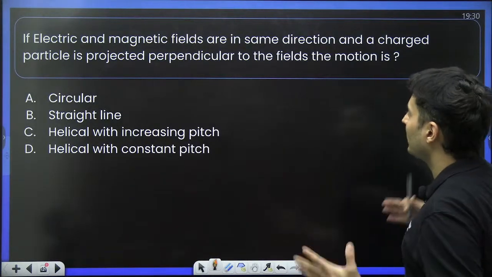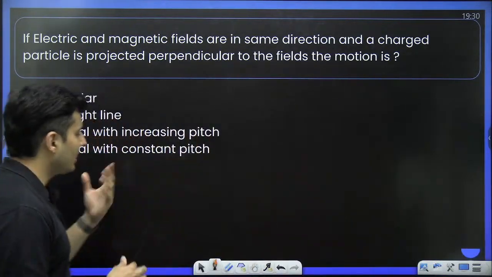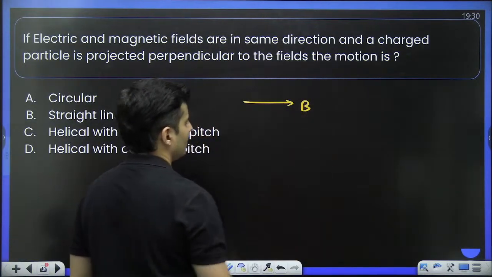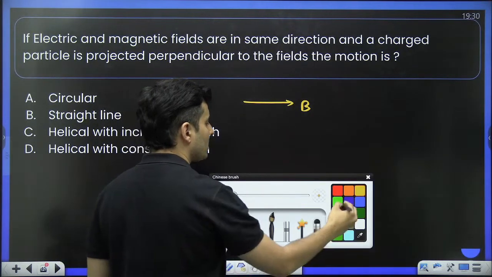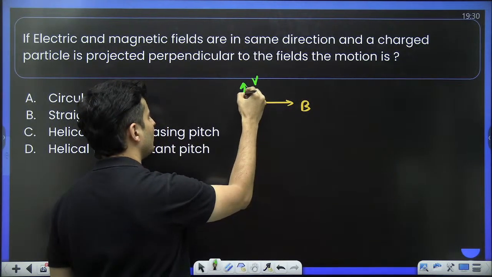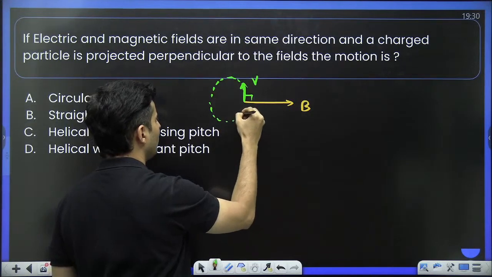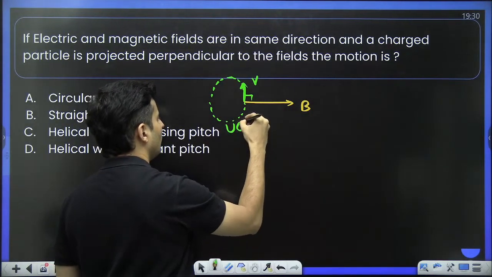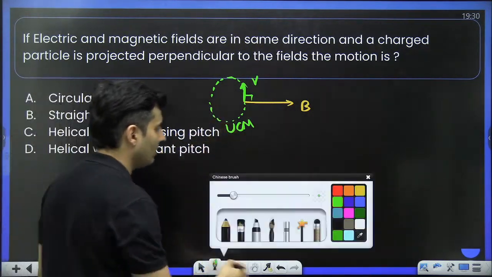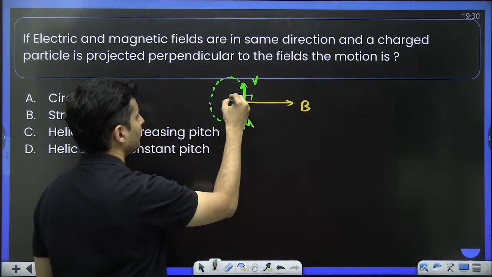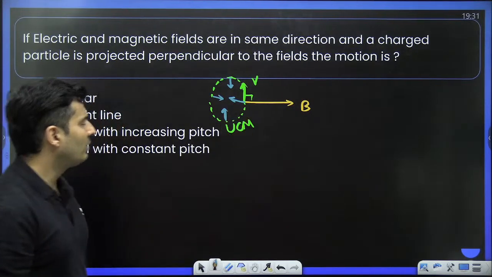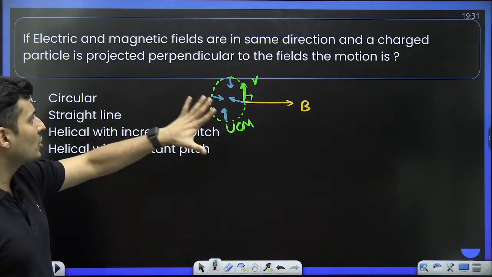First of all, electric and magnetic fields are in the same direction. So let's take the effect of the magnetic field first. The magnetic field is like this. Now, because the velocity is perpendicular, what will happen because of that perpendicular velocity? It will perform a uniform circular motion, exactly, because of the magnetic field's force. The force will be this way, I believe. Every time it goes like that, the force is like this. So it will perform a uniform circular motion. That's only because of the magnetic field.